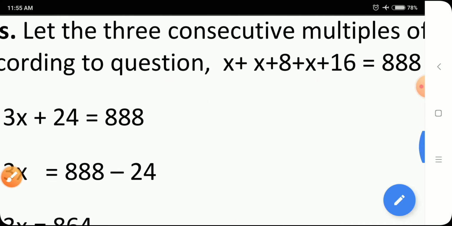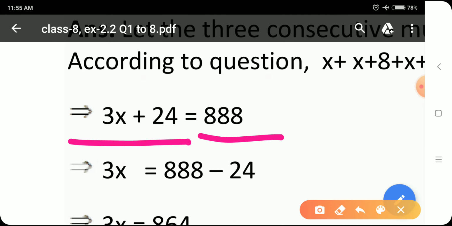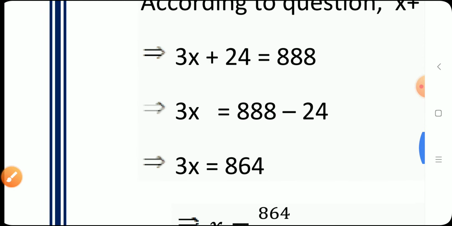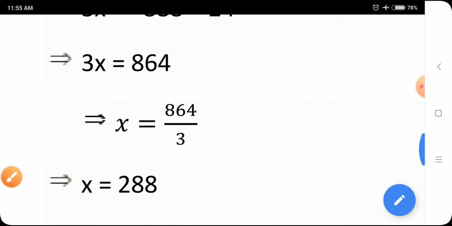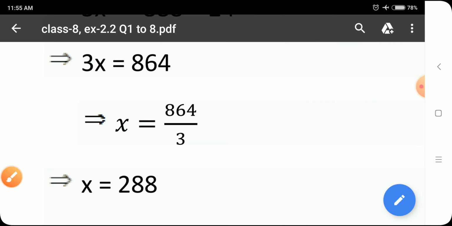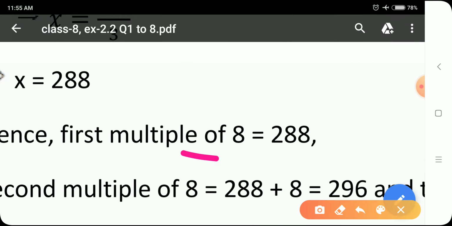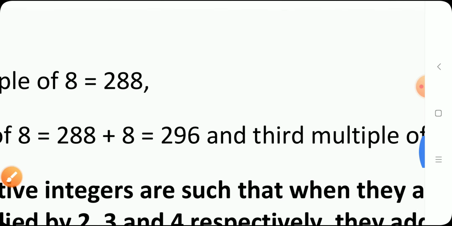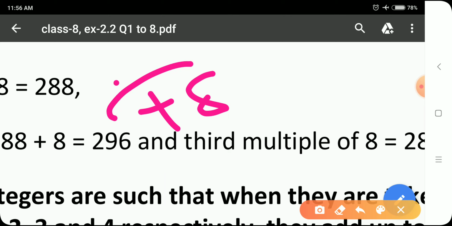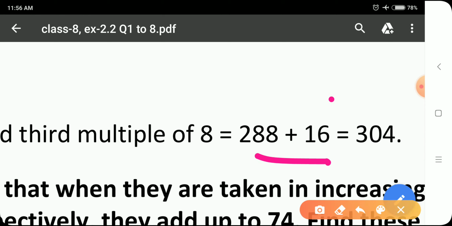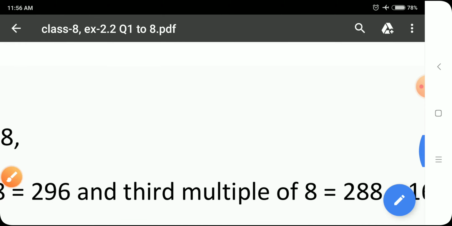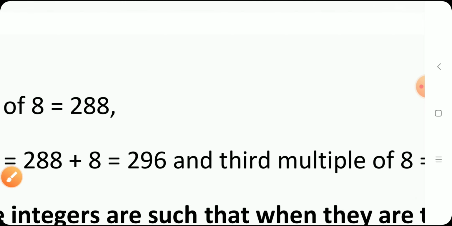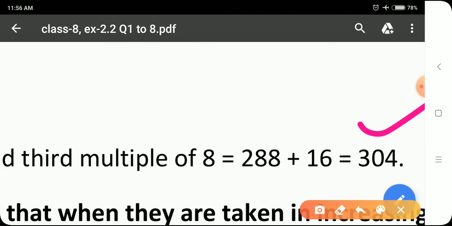Now solving this, you will get 3x plus 24 is equal to 888. Solving this, you will get 3x is equal to 864, and dividing by 3, you will get x is equal to 288. So the first multiple is 288. For the next one, you add 8 to the number and you get 296. For the third one, you add 8 to the second, or add 16 to the first number, and you get 304. So these three multiples of 8 are 288, 296 and 304.